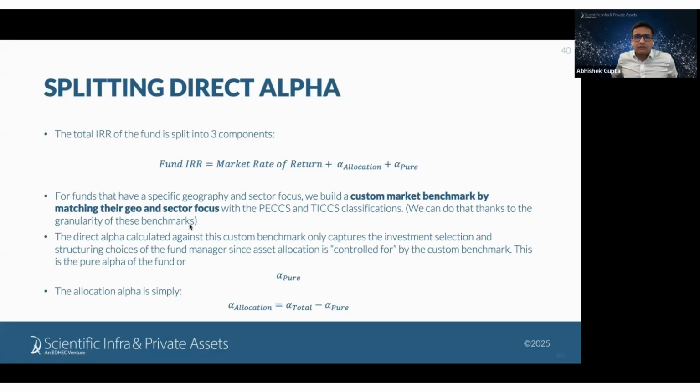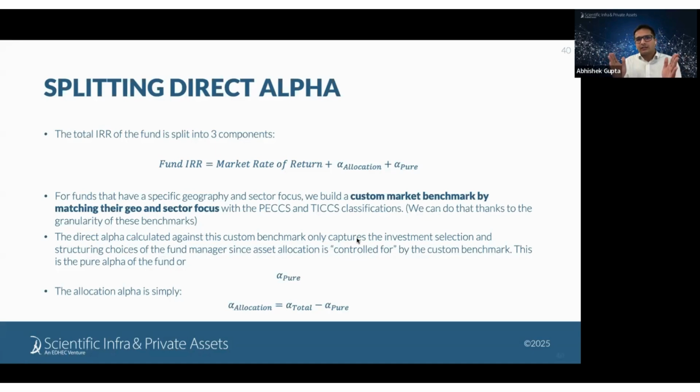And we can do this because we have the very granular benchmarks in privateMetrics, which allow us to build this custom benchmark for each fund. And once we have done that, we can calculate direct alpha against the custom benchmark. So the benchmark focuses on the same strategy as the fund.